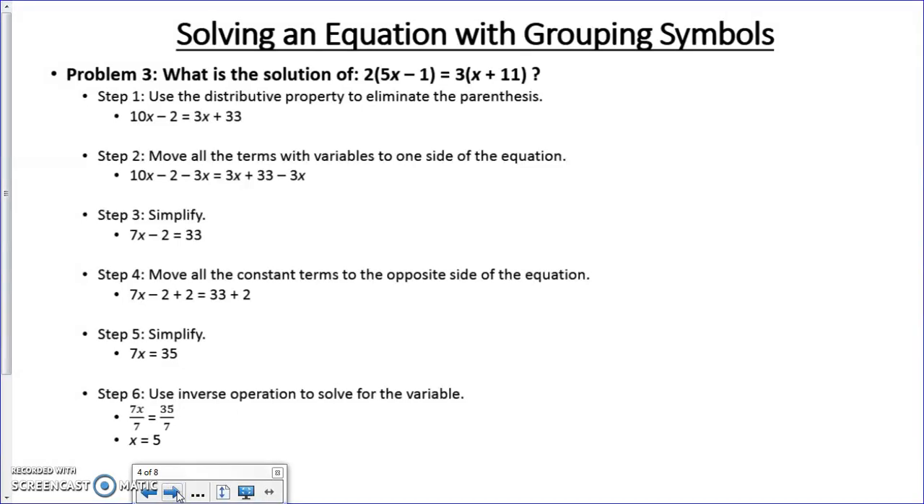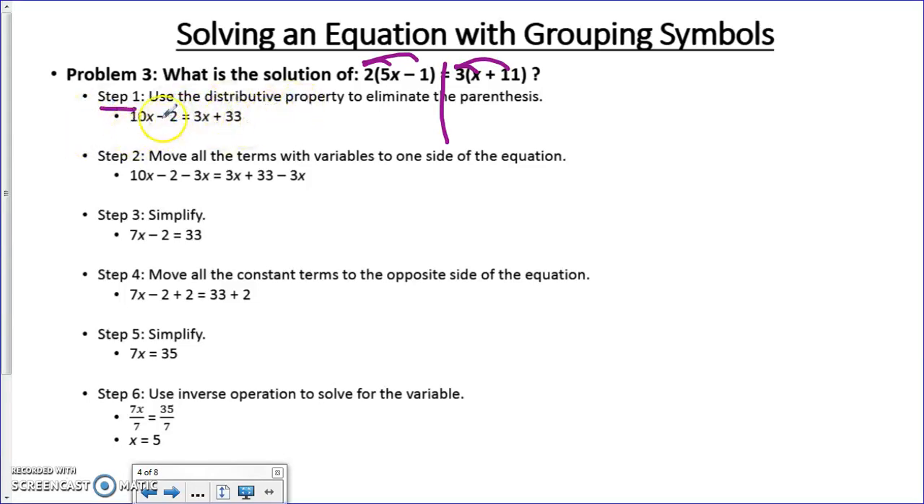Next problem. What is the solution of 2 times 5x minus 1 equals 3 times x plus 11? Again, draw the line where the equal sign is. Now here we have to do a little bit of extra. We have these parentheses. We learned in previous lessons that to get rid of parentheses, we use the distributive property. Now here we have to do it twice. So that's what we do in step 1. When we distribute, we get 10x minus 2 equals 3x plus 33.